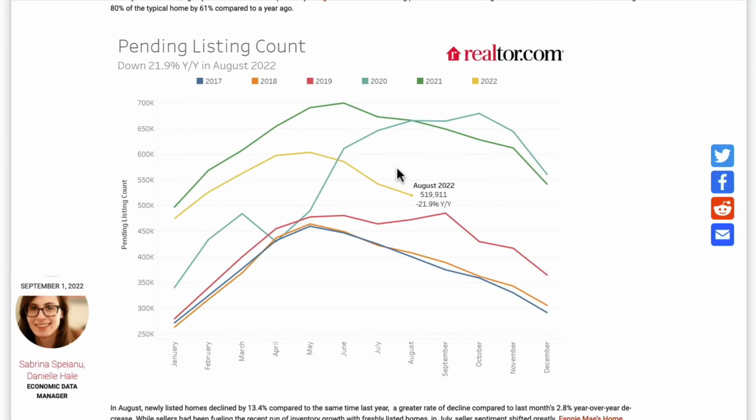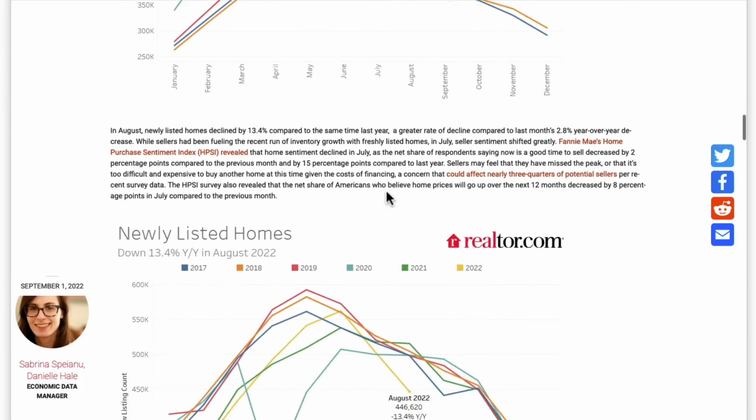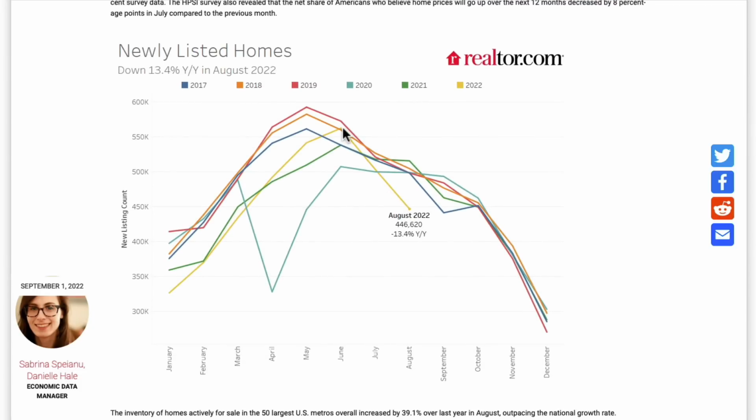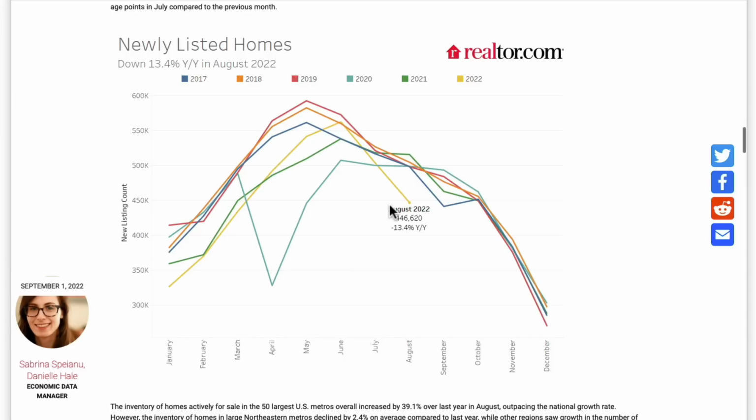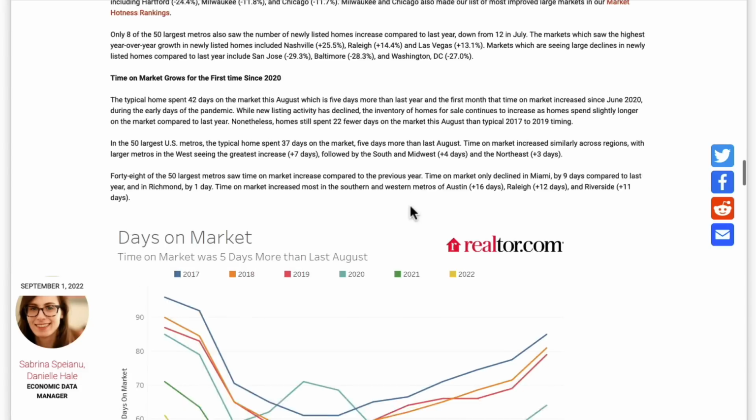Pending listing counts. This is in some process of sale. It is seasonal as well. It tends to increase into the spring and then decreases going into the winter months, and this has been decreasing, but you notice the change in the slope over here. Newly listed homes, again, is seasonal as well, because it increases into the spring and early summer months and drops off into the end of the year fairly consistently. But look at the rate of change down here. You can see a much sharper slope for newly listed homes. So there are fewer coming onto the market.